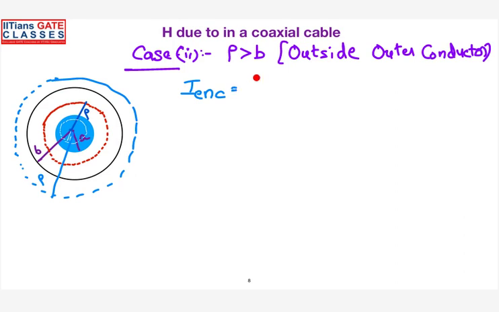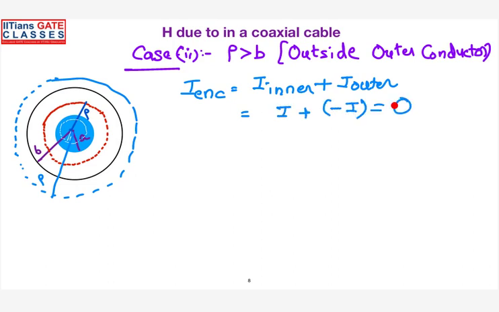When you take a loop outside, you completely enclose the inner conductor plus the outer conductor. The inner conductor carries a current of I and the outer conductor carries the return current. So finally the total current will be zero. Whenever there is no current enclosed, there won't be any magnetic field. So the closed integral of H dot dl is equal to I enclosed, which is zero, so there is no magnetic field.